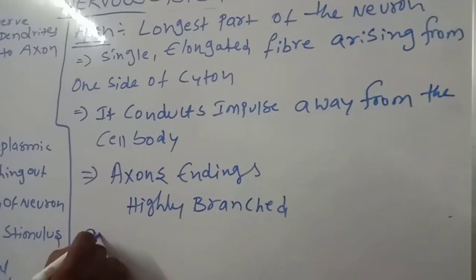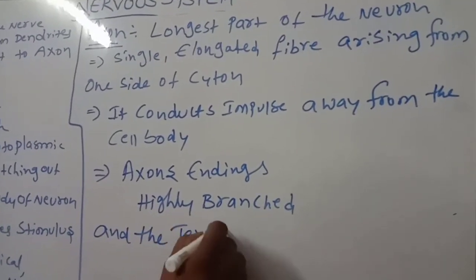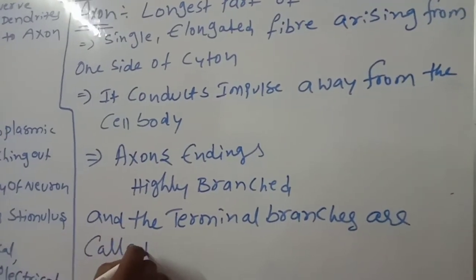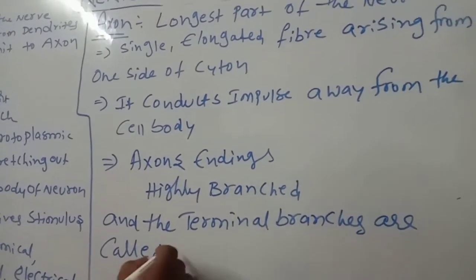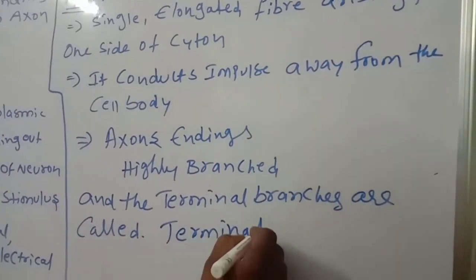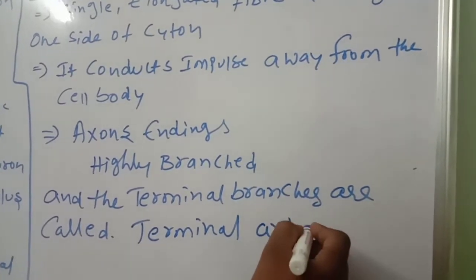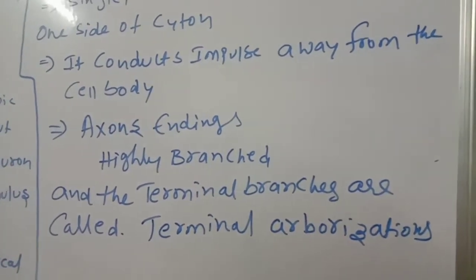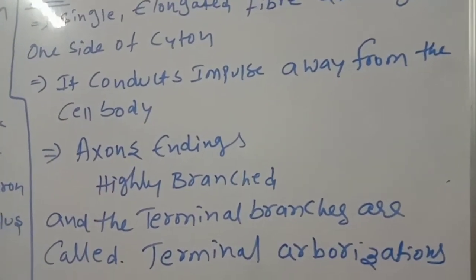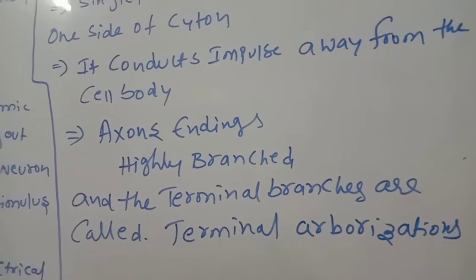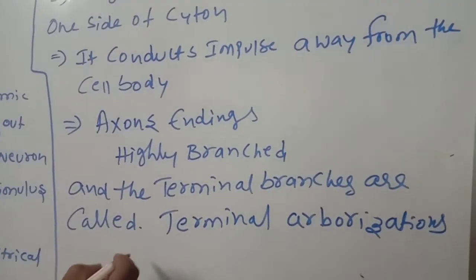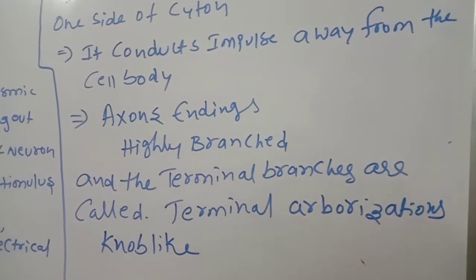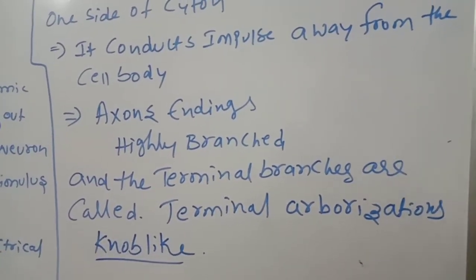The terminal branches of axon endings are called terminal arborizations, a very important word. These points you should have to remember. The axon terminals are often knob-like structures.